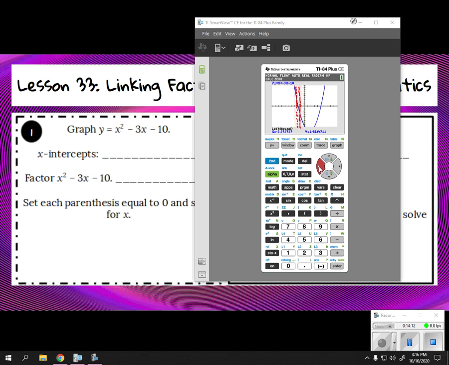So I've gone left past my point of intersection, my x-intercept. I'm going to hit enter. And now I need a right bound, so I'm going to hit right until I'm on the other side of that x-intercept, and hit enter. And then the calculator is like, is it okay if I guess? And I'm like, sure, calculator, go ahead and guess. So we hit enter one more time, and there it tells you that the 0 is at -2, 0, or -2.